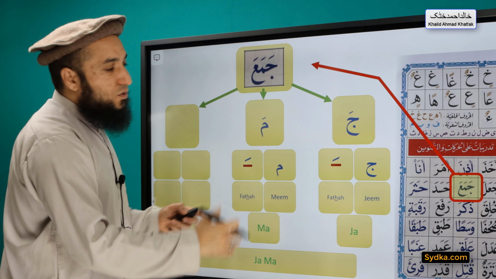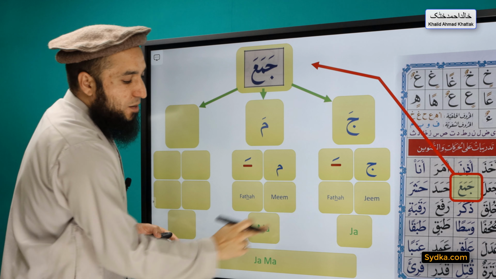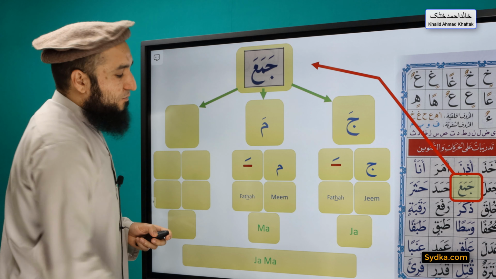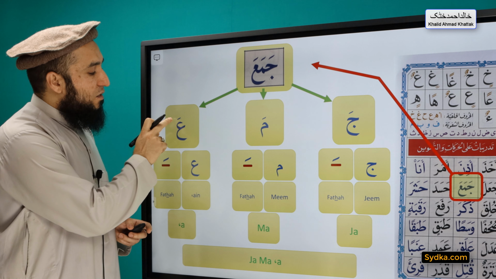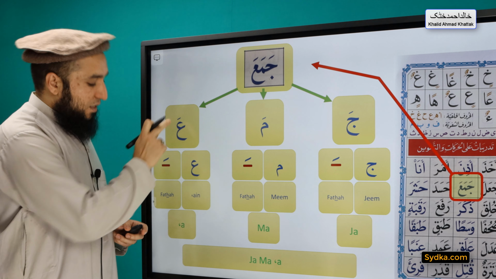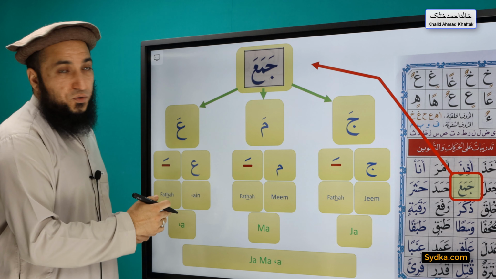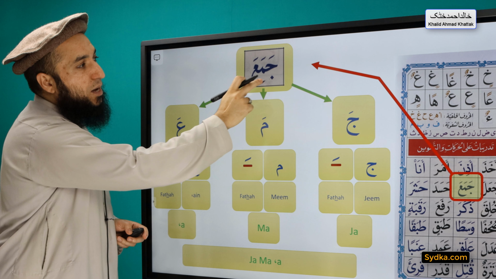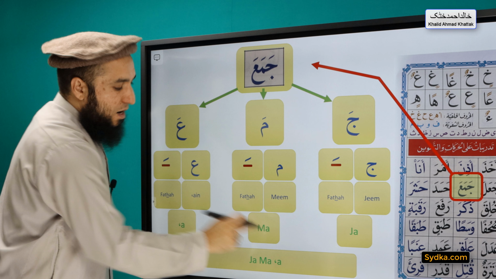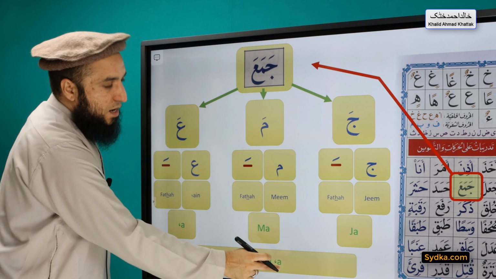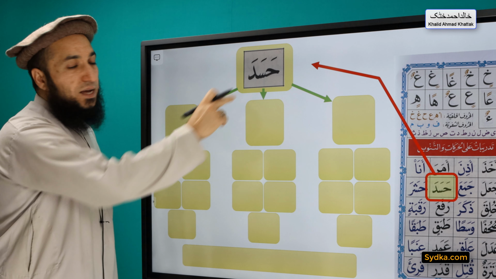So now we connect the first 2 syllables. We have jama, jama. The third syllable is ayn fatha. Ayn is not silent, and we have fatha. Ayn fatha. And now we combine all 3 syllables. So we have jama'a, jama'a. The next word we have is hasada, and hasada has 3 syllables.